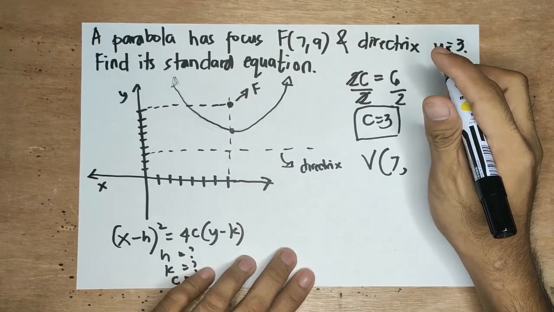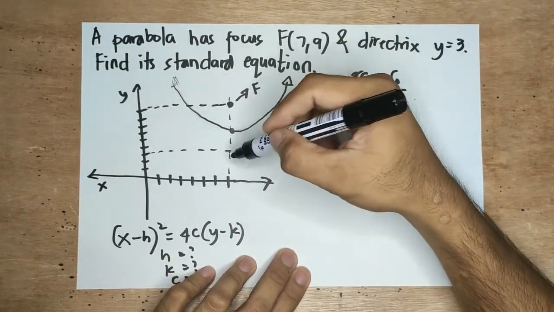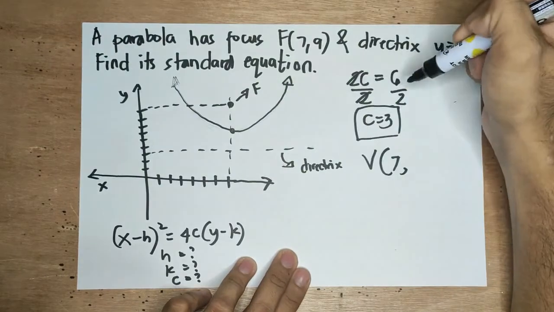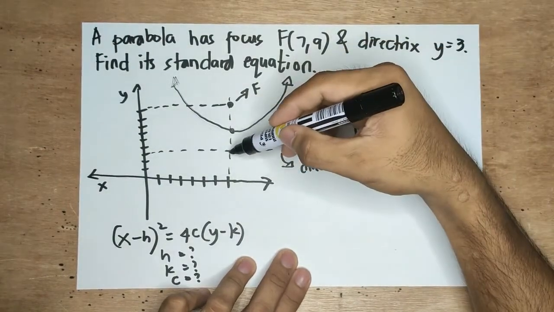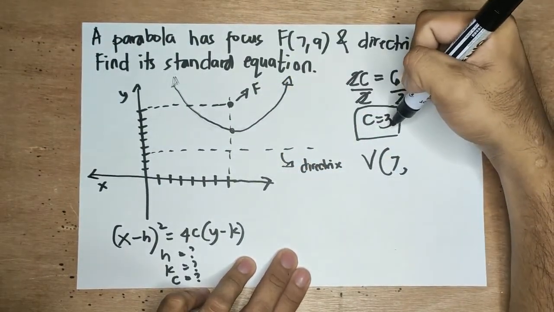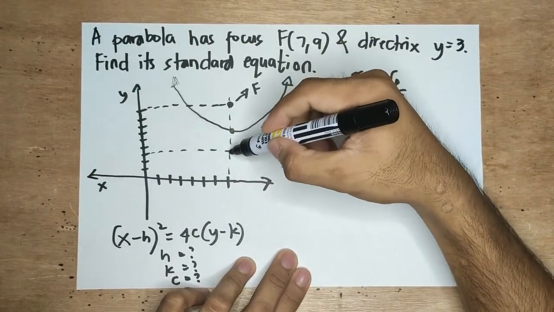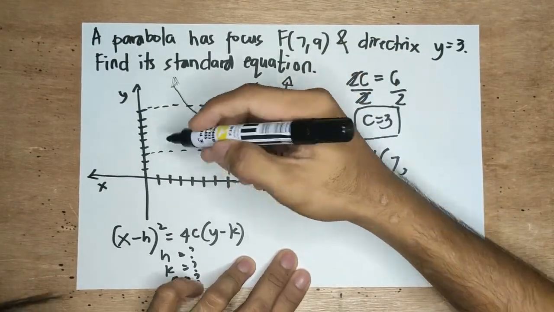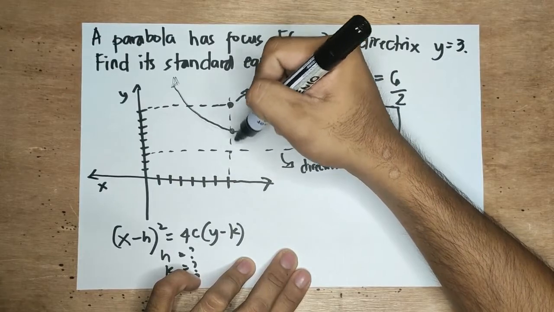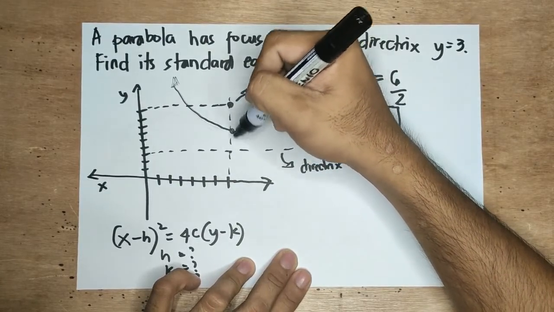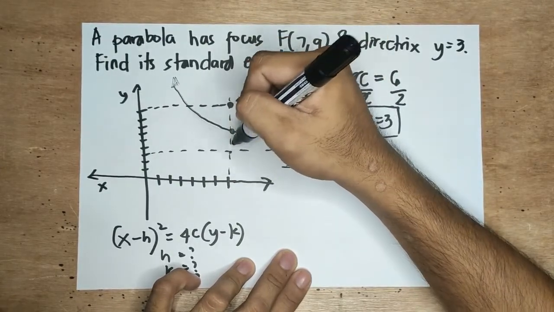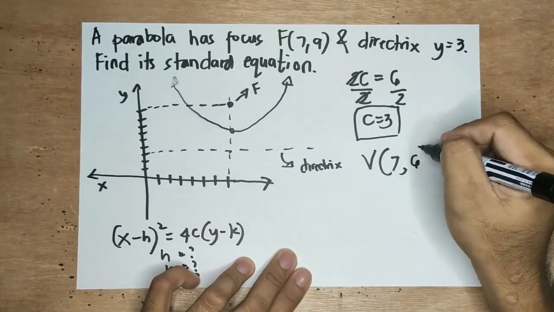So, yung value ni k, from here, i-add lang natin yung distance ni directrix kay vertex, which is 3. So, ano yung value nito? 3. Mag-add tayo papunta ng 3 units doon para makuha natin yung value ni k ni vertex. So, 3 plus 3, we have 6.